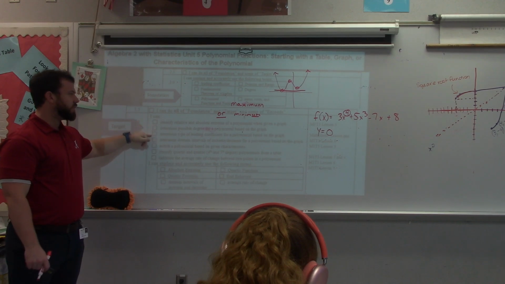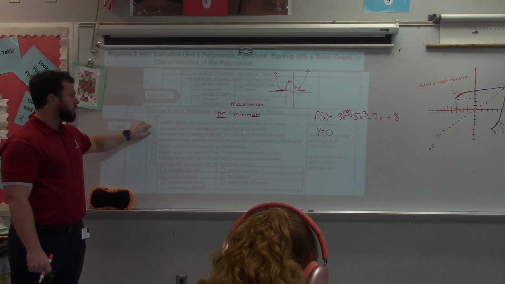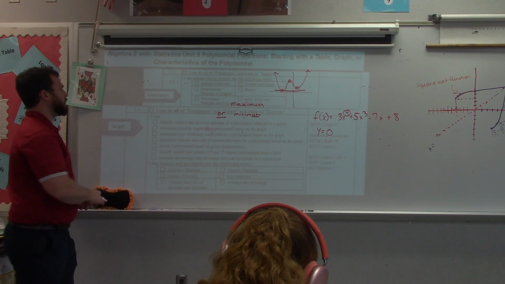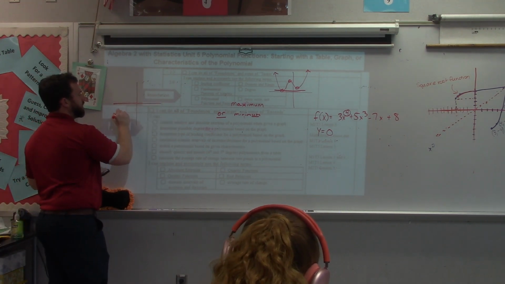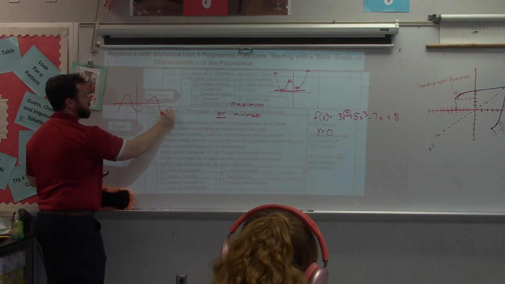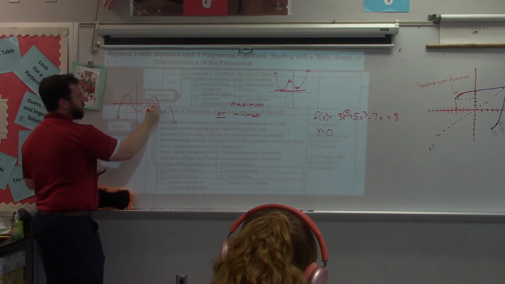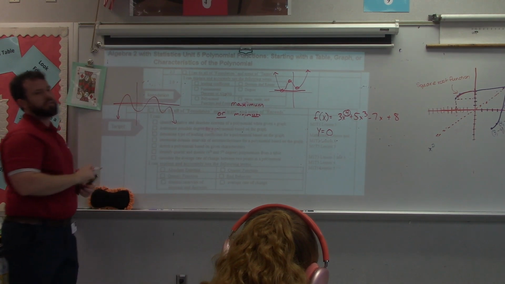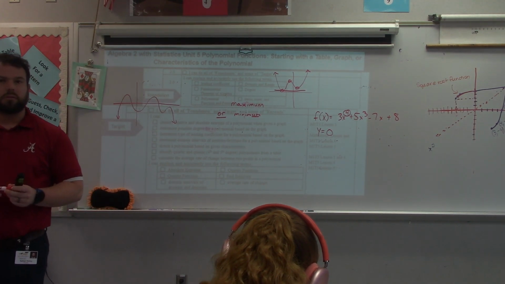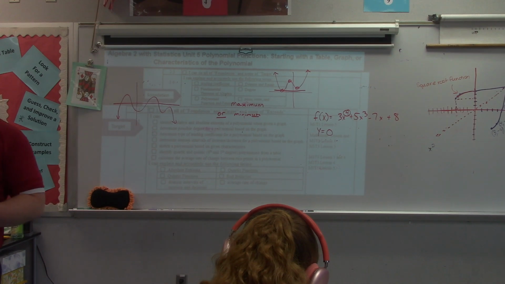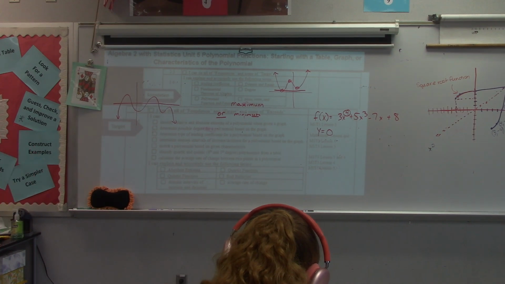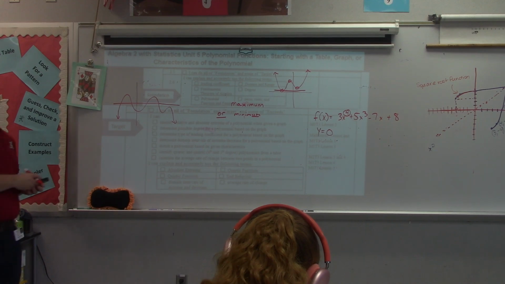The rest of this is just figuring out from the graph, so going backwards. If I were to give you this function right here, and we're going to practice with this kind of stuff, what do you know about this function based on that graph? It's not a quadratic. It's definitely not a quadratic. Good note. What else do we know? It has four x-intercepts. So what degree do you think it might be? Fourth degree, maybe?